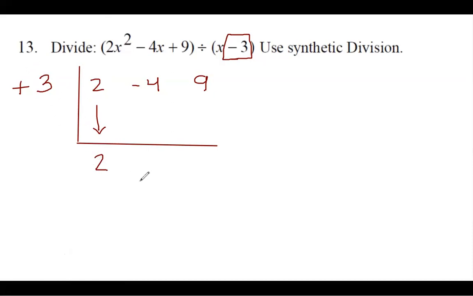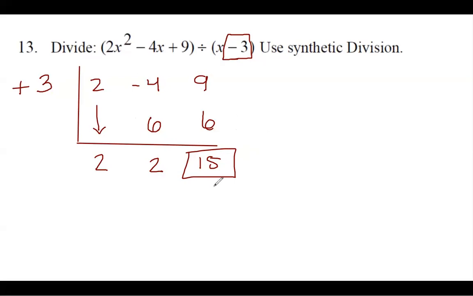3 times 2 is 6. So we're going to write the result right underneath the next coefficient. Combine. Negative 4 plus 6 is 2. 3 times 2, again, 6. Combine, I get positive 15. Now, is this a factor?